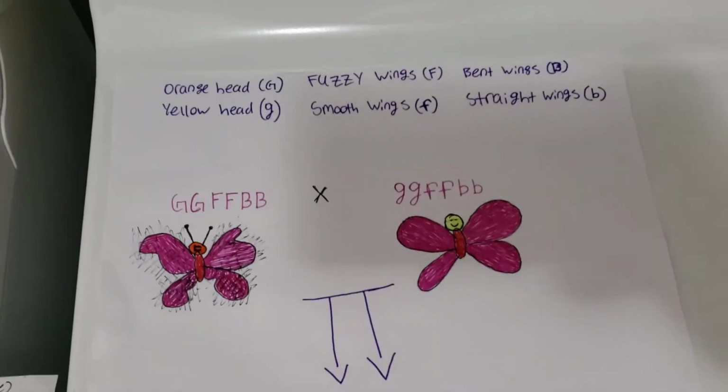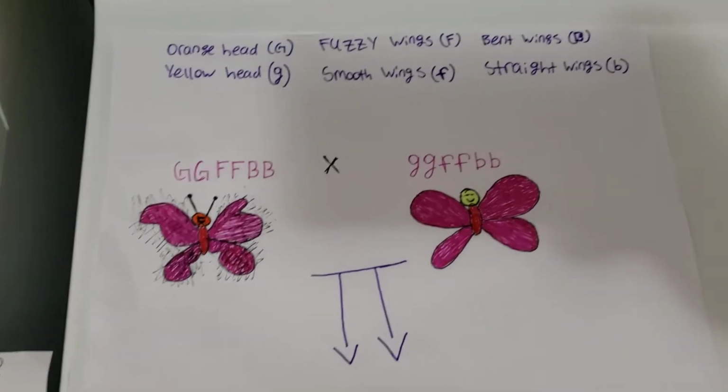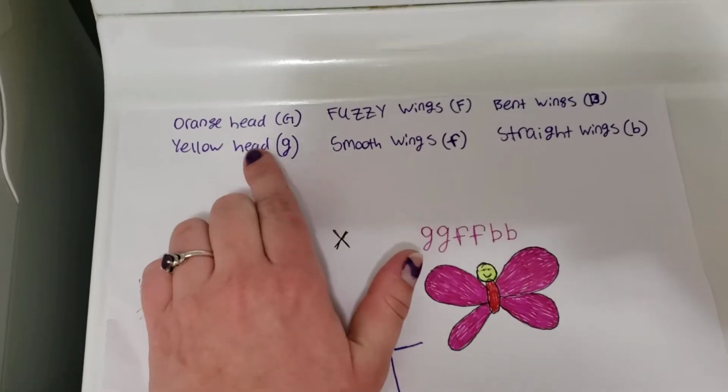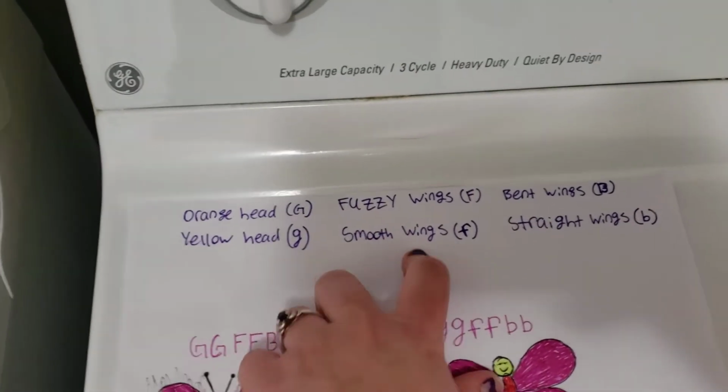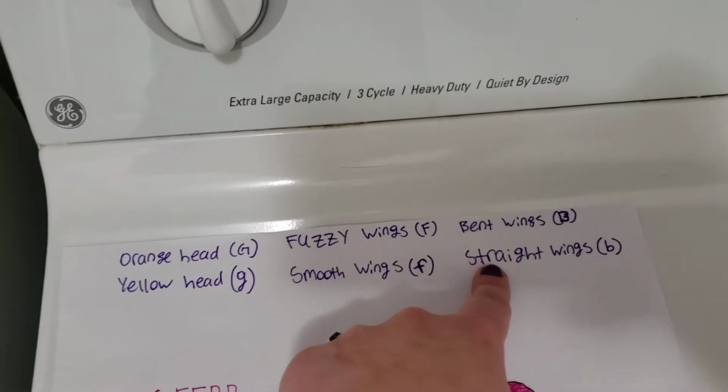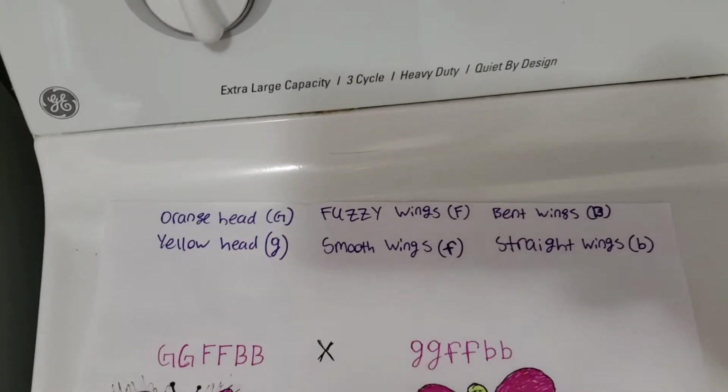So we have 6 possible phenotypes for a butterfly. So we've got an orange head, a yellow head, fuzzy wings or smooth wings, or bent wings or straight wings. So those are going to be our 6 possible phenotypes.